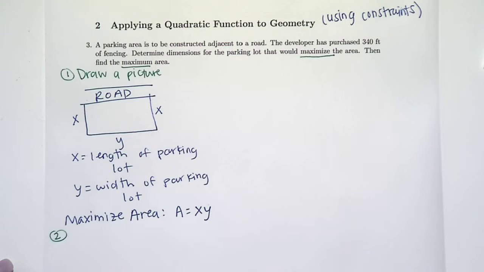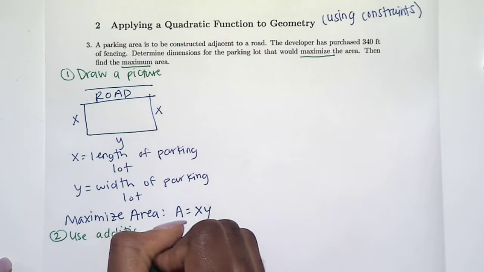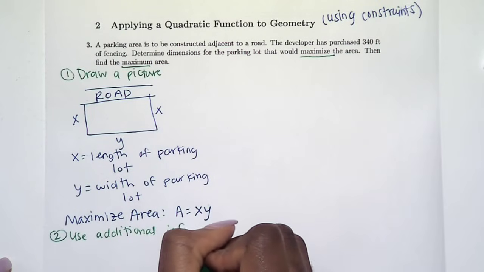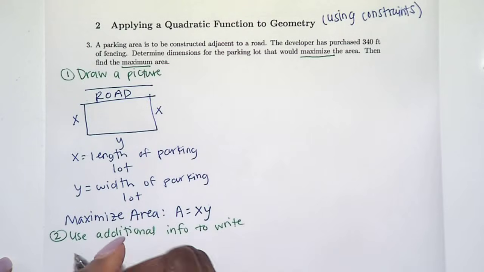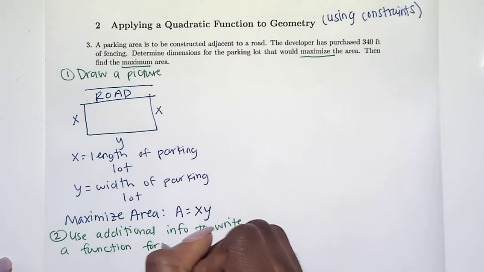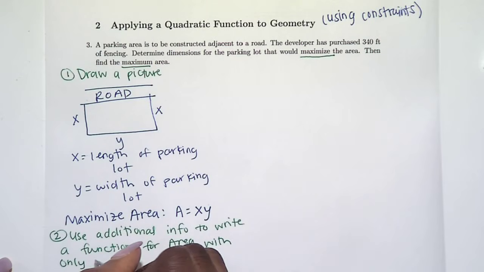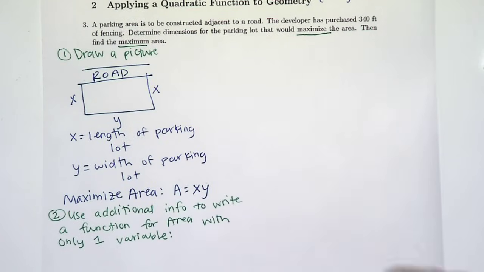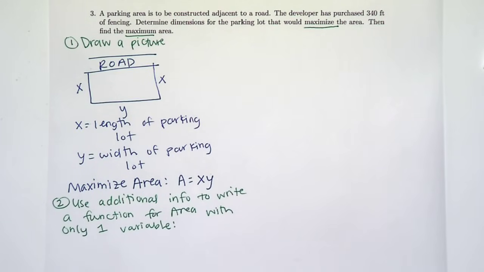So our step number 2 is we're going to use additional information to write a function for area with only one variable. All right, so this is important. We only know how to work with one variable, so we need to be able to write this in terms of only either x or just y. So what additional information is there?